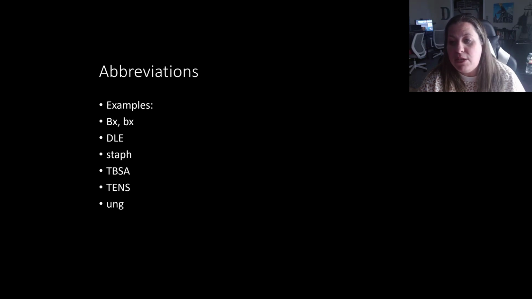TENS, which is going to be transcutaneous electrical nerve stimulation. We call these a TENS unit. They use electricity to go through the skin to help treat muscles. And then you have UNG, which is going to be an ointment.